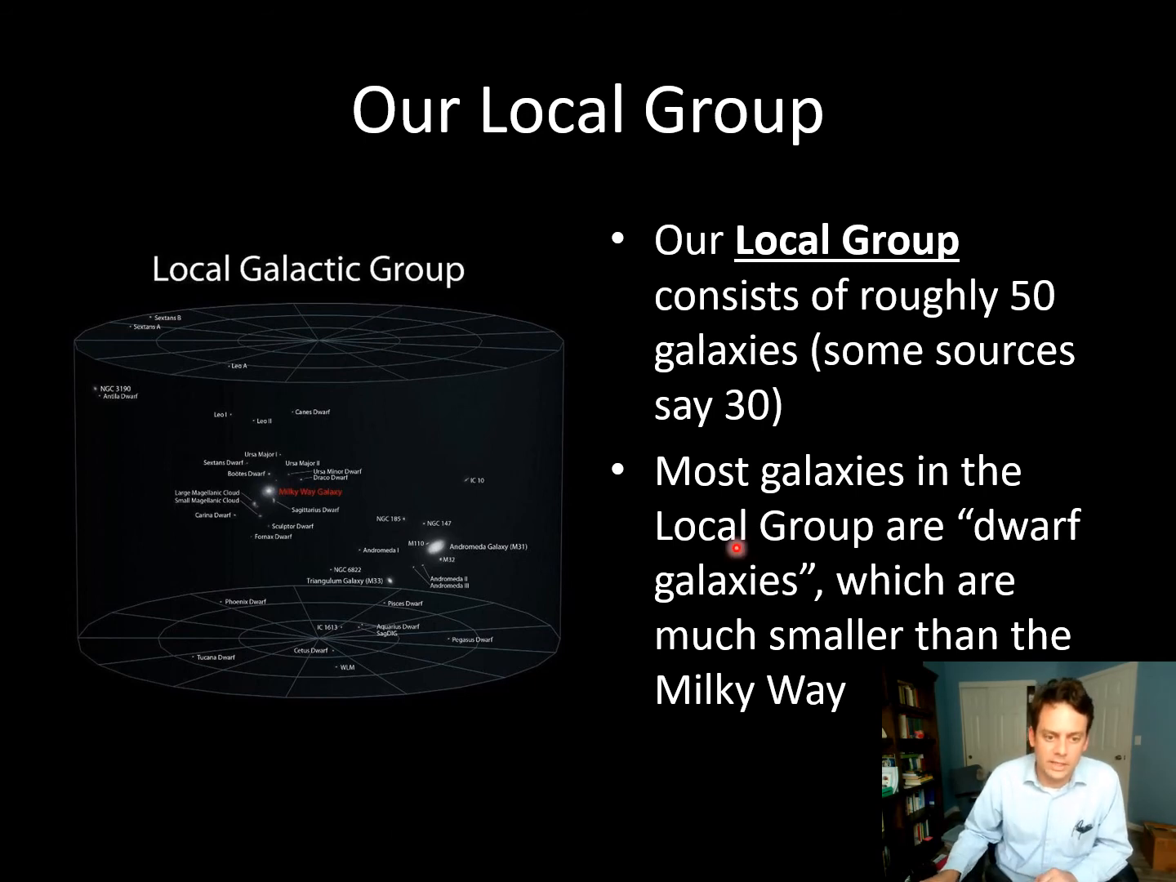So this is an image or a schematic of our local galactic group. Obviously we can't take a real picture of it because there's no way to get a camera out far enough away to take a picture like this. And we're not going to be studying the details of any of these other local galaxies. There's only one, or maybe a couple, that we'll talk about in any detail at all. And when we do, I'll tell you. But certainly don't try to memorize this image or anything like that.